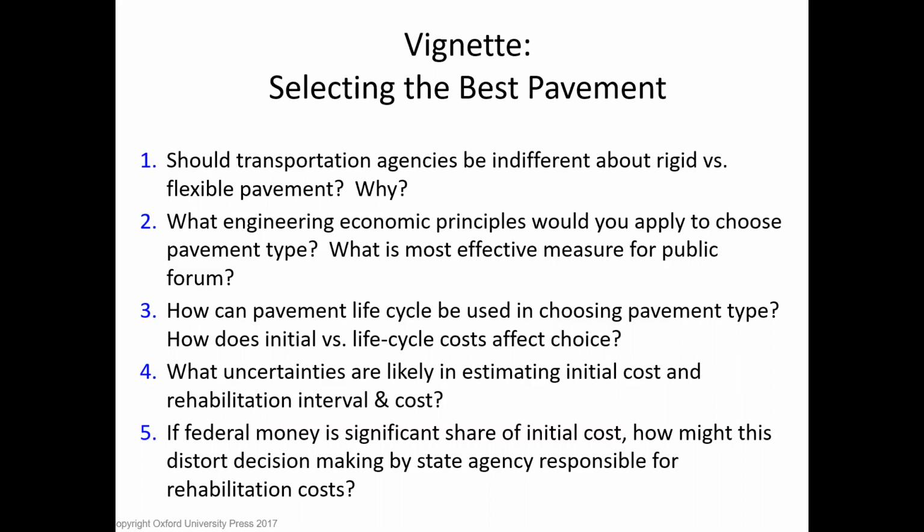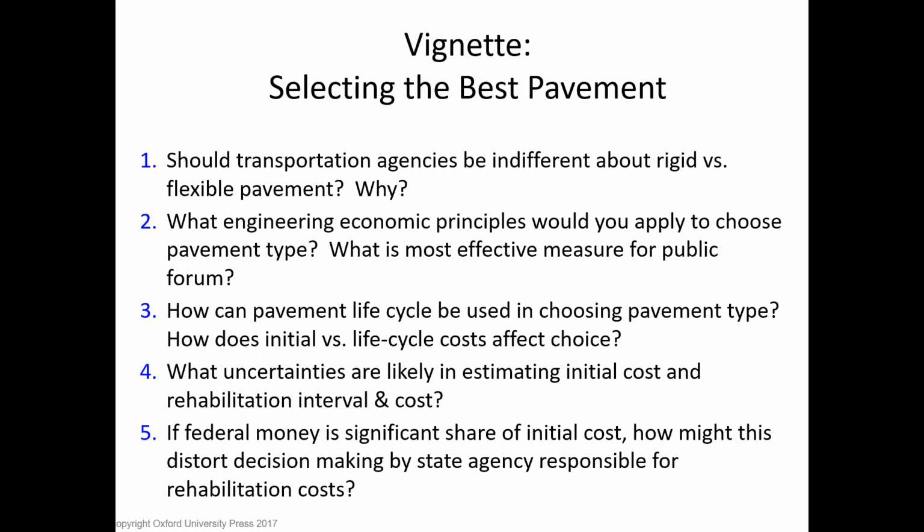So selecting the best pavement might involve discussing who is using this material. Should a transportation agency be indifferent about these two materials? Probably not. Why not? What engineering economic principles should we apply to this kind of analysis? What's the most effective measure for the public or a public forum to consider? How can the pavement life cycle be used in choosing the right pavement type? What about considering initial versus full life cycle costs? Does that affect the choice of pavement material that we might select?